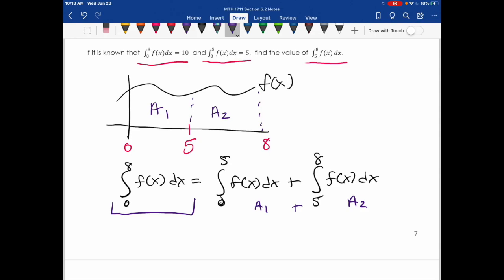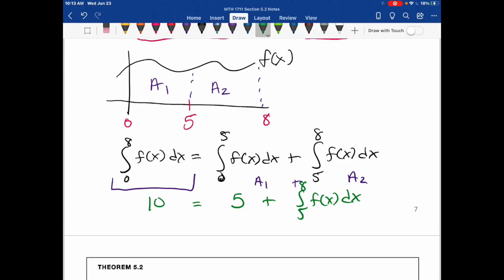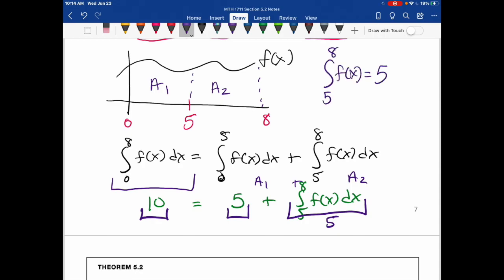Since we're given that the integral of the whole entire area is 10, I'm going to replace the integral from 0 to 8 of f of x dx with 10. We're also given the integral from 0 to 5, that area is 5. And what we're trying to find is the area under the curve from 5 to 8. So just using some basic subtraction, if I subtract 5 from both sides, I know that my area from 5 to 8 is going to be 5. Because we have this area plus 5 has to be equal to 10. So that integral from 5 to 8 of f of x has to be 5.